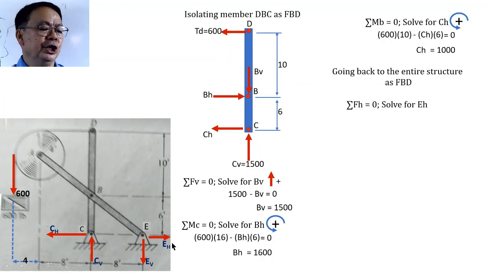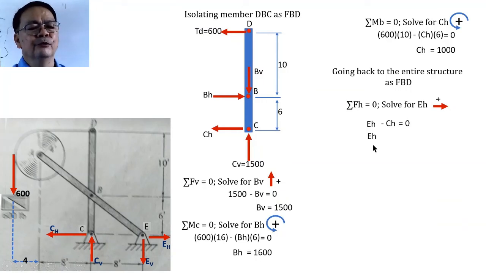We can now go back to the entire structure as FBD and we can solve for the horizontal component at E sub H. So how are we going to solve for E sub H? By summing up forces acting horizontally, treating horizontally directed to the right as positive. Therefore, our equation becomes E sub H minus C sub H shall be equal to 0. But C sub H is already computed at 1,000. Therefore, if this is substituted here, E sub H minus 1,000 equals 0, and therefore E sub H shall be equal to 1,000.